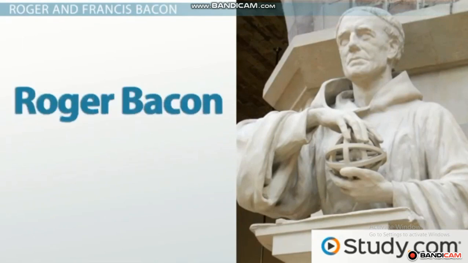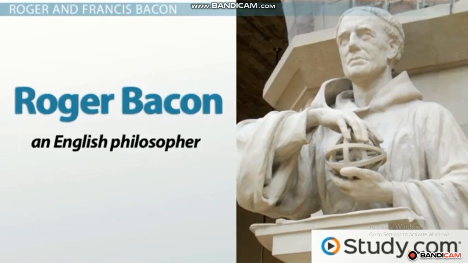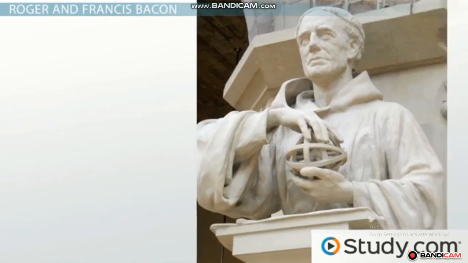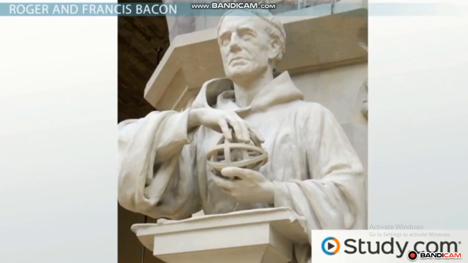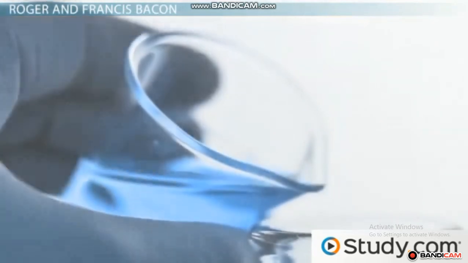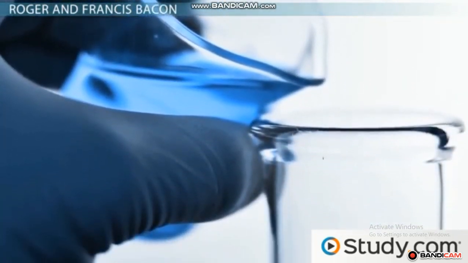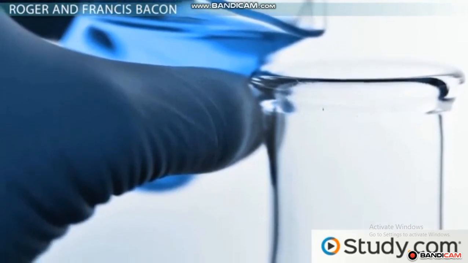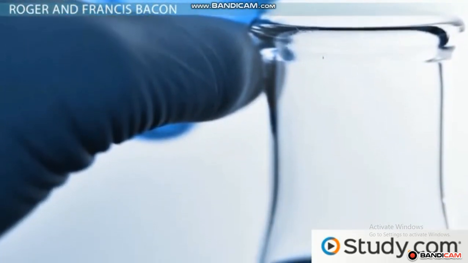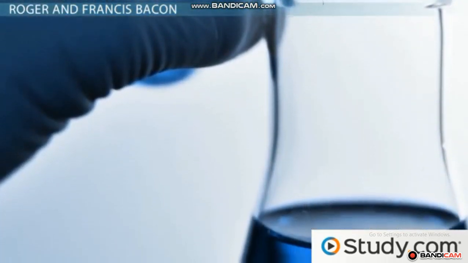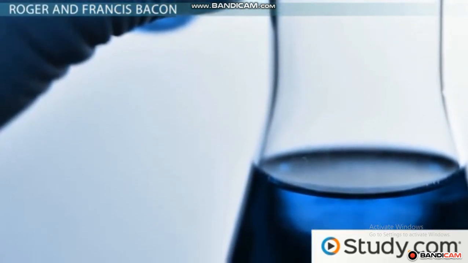The real breakthrough in the development of the scientific method, however, came from a man named Roger Bacon. Roger Bacon, 1214 to 1294, was an English philosopher. Bacon's contribution to the development of the scientific method stems from his emphasis on experimentation. Bacon suggested scientific truth could be found out through the cycle of observation, hypothesis, experimentation, and independent verification.